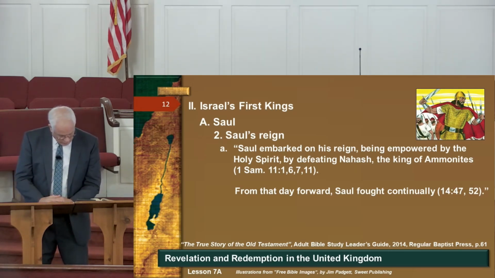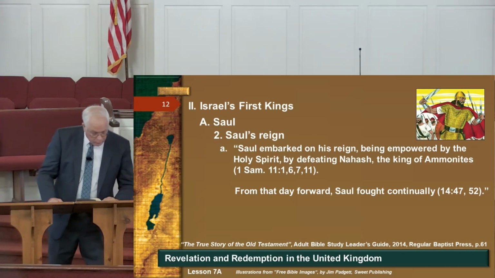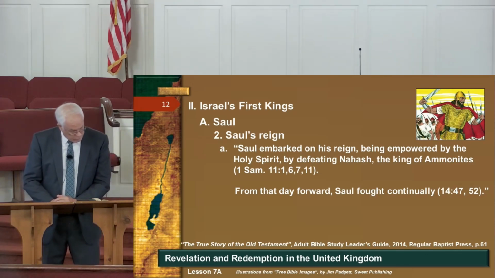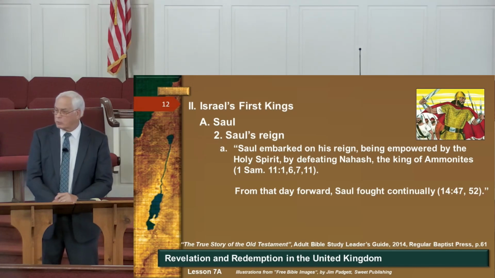And Nahash the Ammonite said unto them, on this condition will I make a covenant with you, that I may thrust out all your right eyes and lay it for a reproach upon all Israel. And the elders of Jabesh said unto him, give us 7 days respite, that we may send messengers unto all the coast of Israel. Then if there be no man to save us, we will come out to thee. Interesting proposition here, I guess you want to call it.